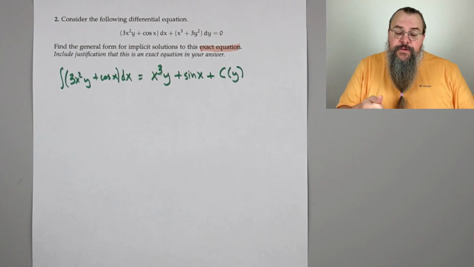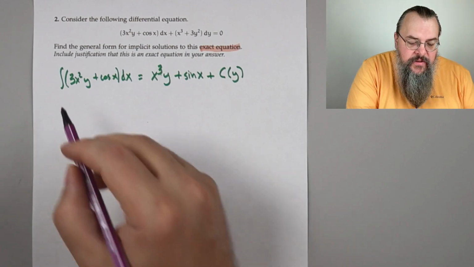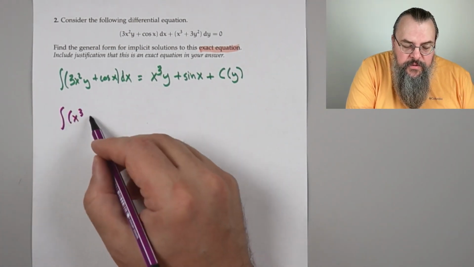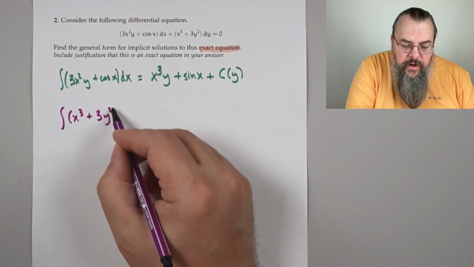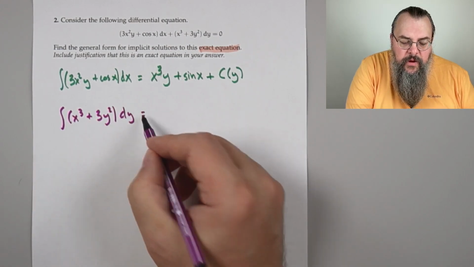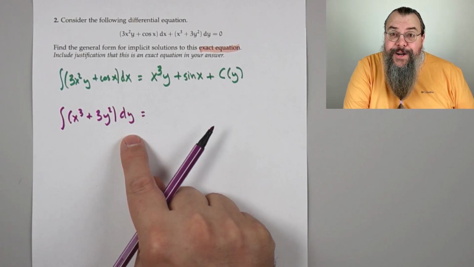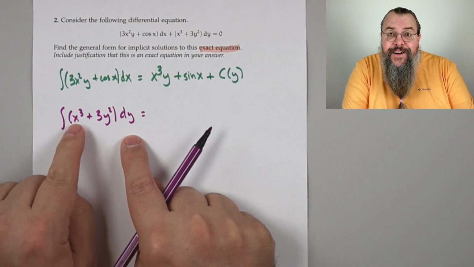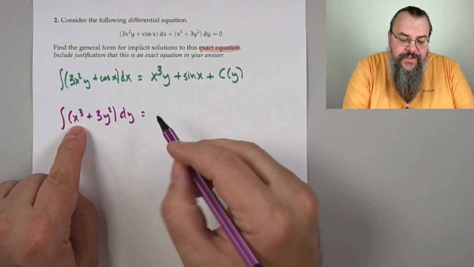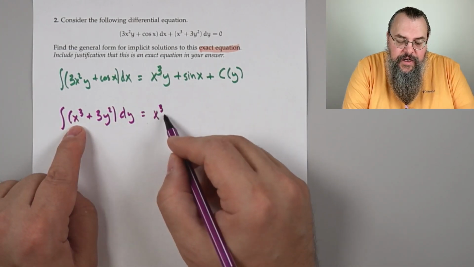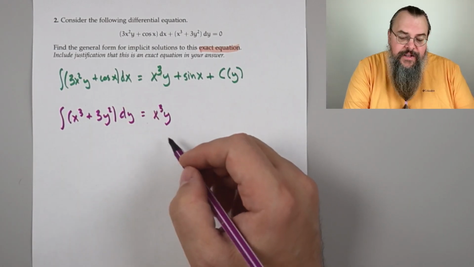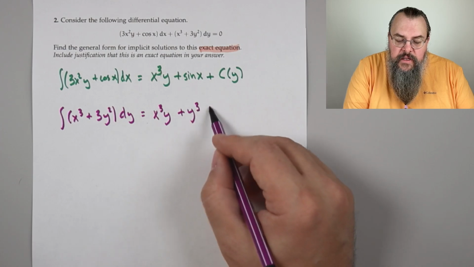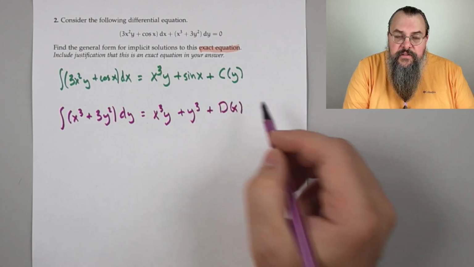All right, and then we're going to do the same thing with the other part. The integral of x cubed plus 3y squared dy. Again, the dy says we're integrating with respect to y. Y is a variable, x is a constant. So this is a constant right now. And the integral of a constant is a constant times the variable, so x cubed y. Integral of 3y squared with respect to y is y cubed, and then again, some constant function of x.